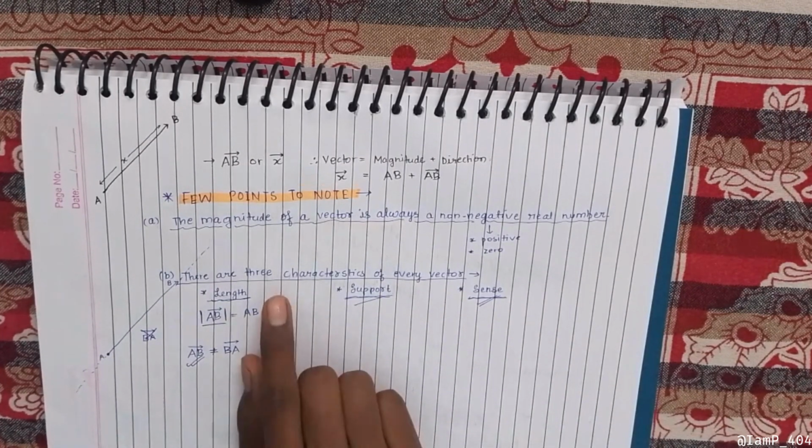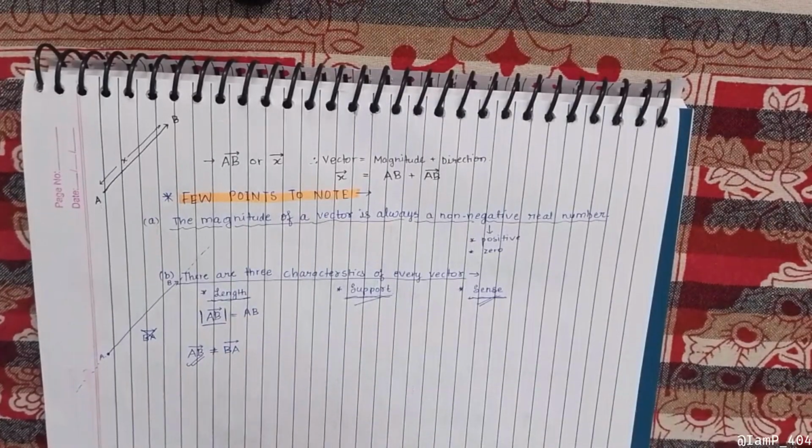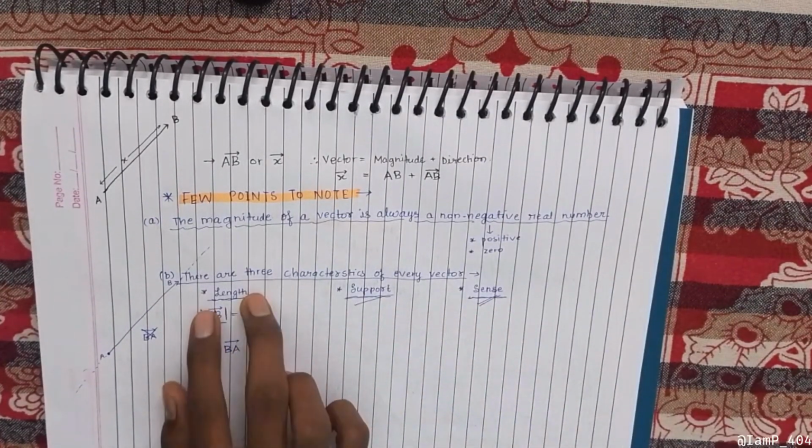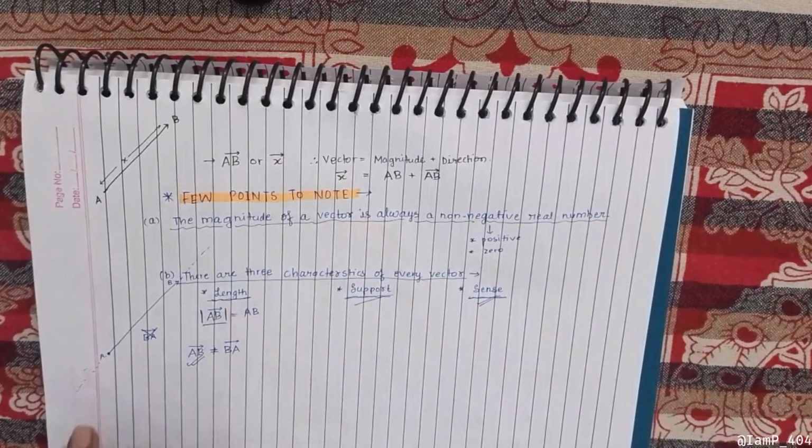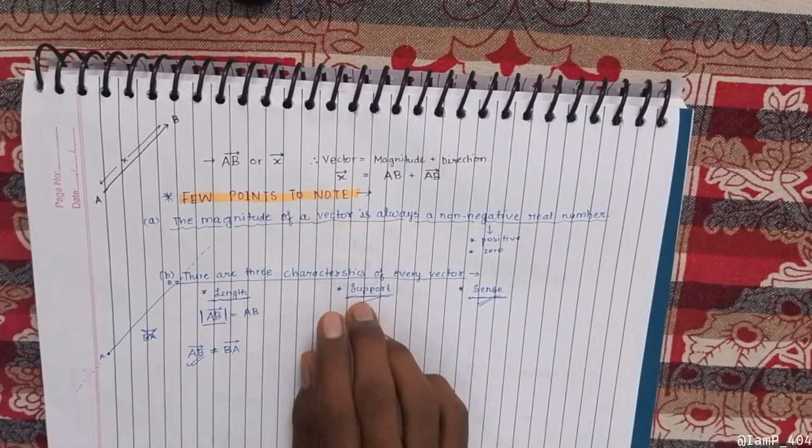Second point, every vector has three characteristics. Characteristics means identity which you see in every vector: length, support, and sense. Length is the magnitude of the vector, how big that vector is, and when we measure, we get to know its magnitude. Then support.